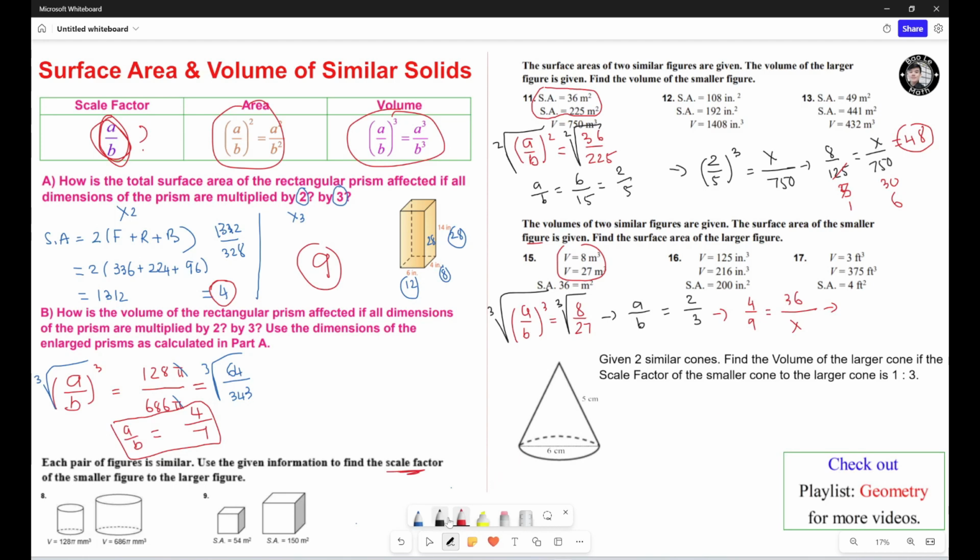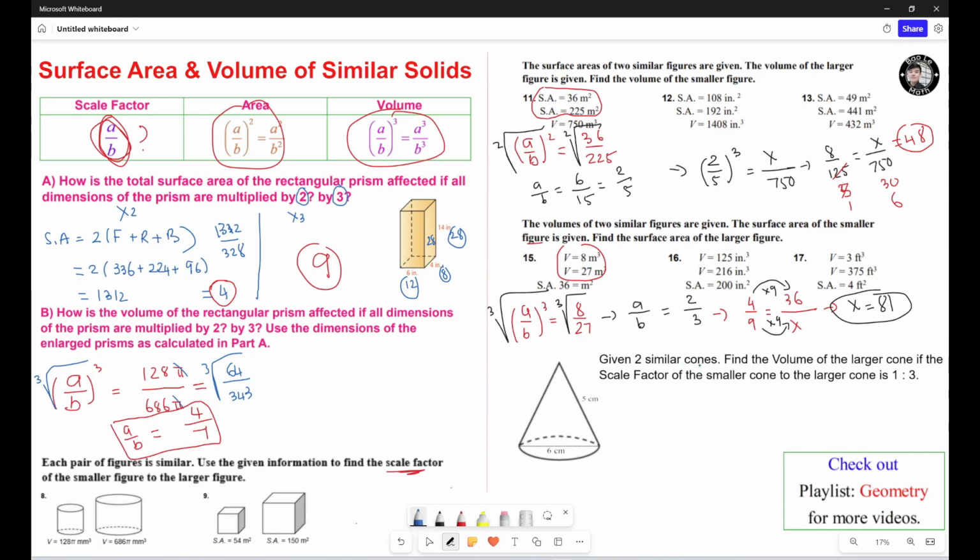Alright. Now you just use scaling method, right? In order to get 36 from 4, you multiply by 9. This one multiplied by 9. So S equal 81. So the surface area of the bigger figures is equal 81. Alright, number 16 and number 17 similar. You do it.